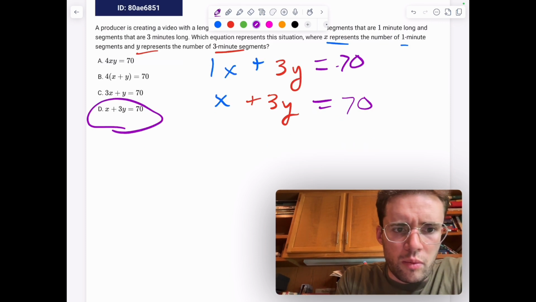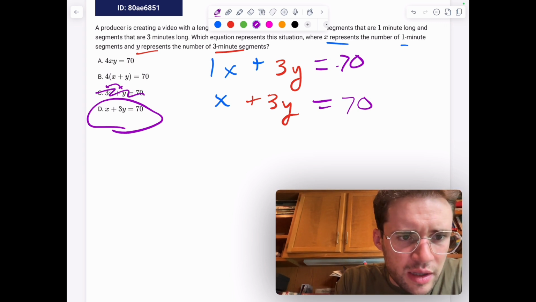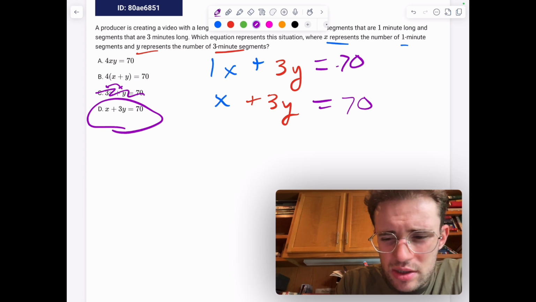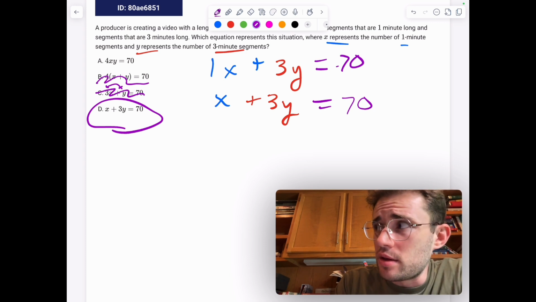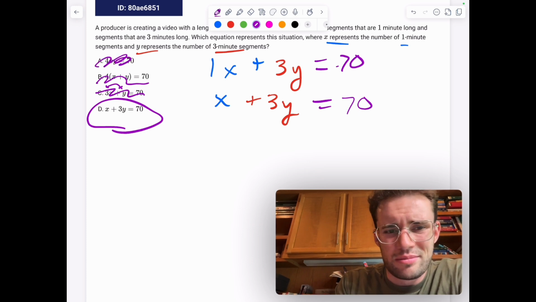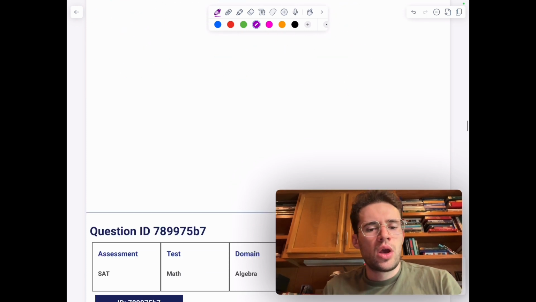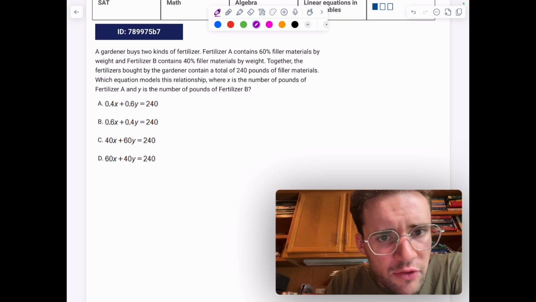Real quickly, look at why they messed up the other answers. So this one, they just switched the 1 and the 3. So that's why that one's wrong. 4 times x plus y would be if all of the videos are 4 minutes long. Oh, they just added 1 and 3. Yeah, that's silly. And then 4xy doesn't make any sense. They're multiplying the number of short, the number of long, and the total amount for the video. Yeah, that's just nonsense.